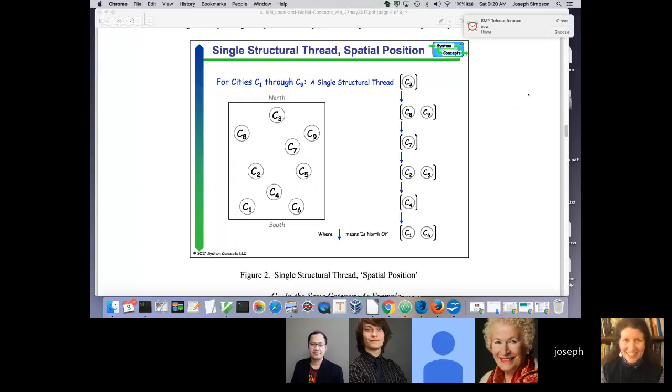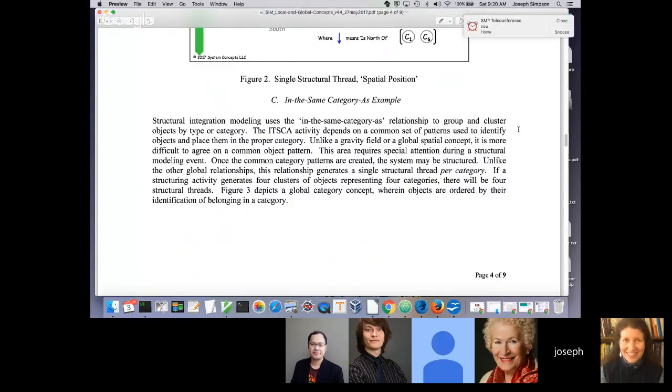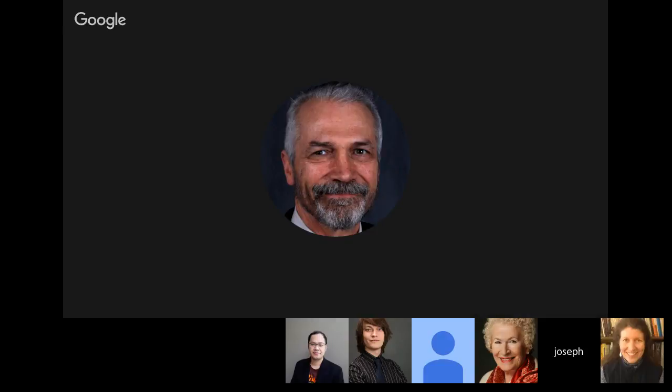Okay. So where were we here? Here we are. Okay, in the same category as example. So in this particular case, in the same category as is, the relationship actually is symmetric, right? The other previous relationships that we were talking about were asymmetric. Now in the same category as is symmetric.